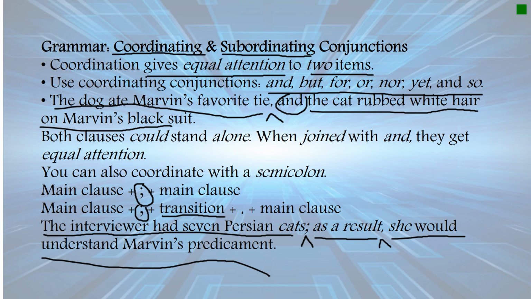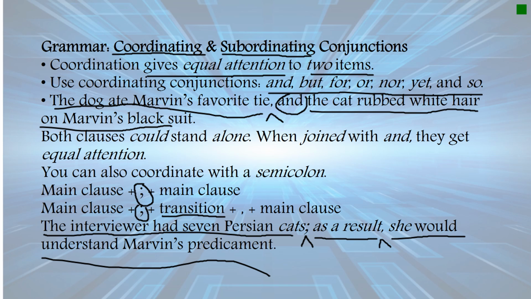A grammar lesson is divided into two parts. You have coordinating conjunctions and subordinating conjunctions. Coordinating conjunctions are used to give equal attention to two items or two clauses. These are the coordinating conjunctions, or as we sometimes know them, the FANBOYS.